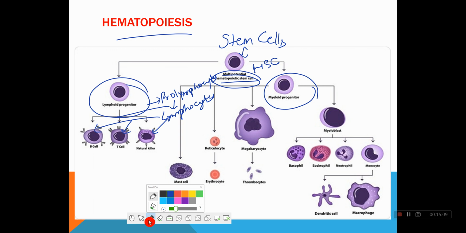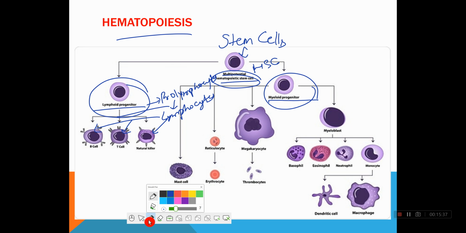Alright. The stem cell is the father cell. It has the capability to produce all kinds of cells of the body. The stem cell will differentiate into the hematopoietic stem cell. The hematopoietic stem cell in continuation will differentiate into two kinds of cell line, the lymphoid progenitor cell line and the myeloid progenitor cell line.